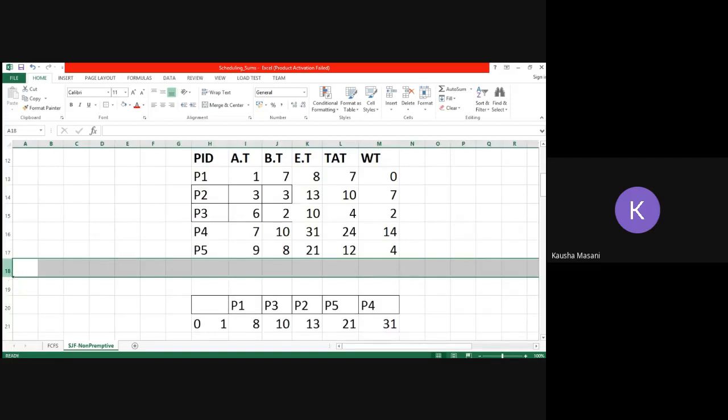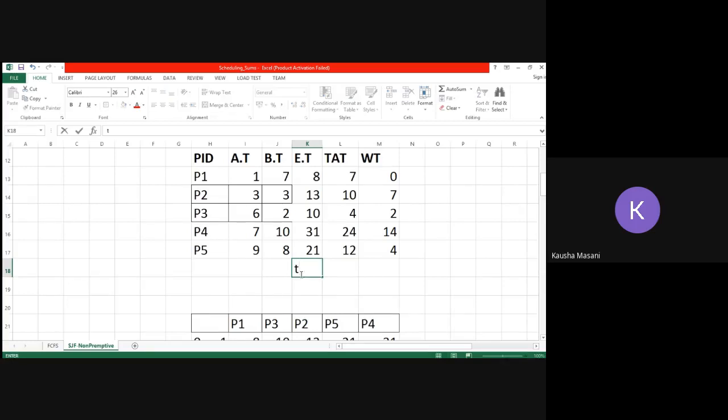Madam, total turnaround time is 57, and the average is 11.2. What can you say about total wait time? 27. And average? 5.4 milliseconds. Very good. Good, Deepak.